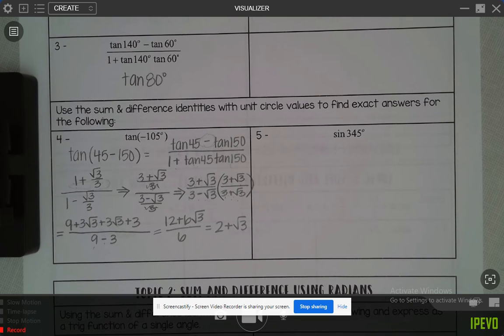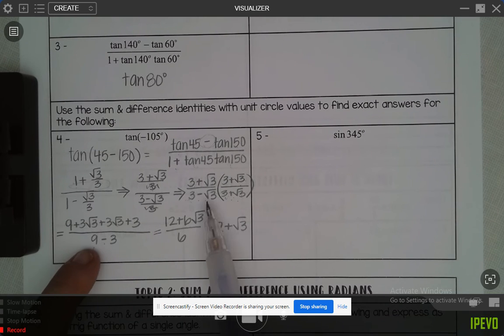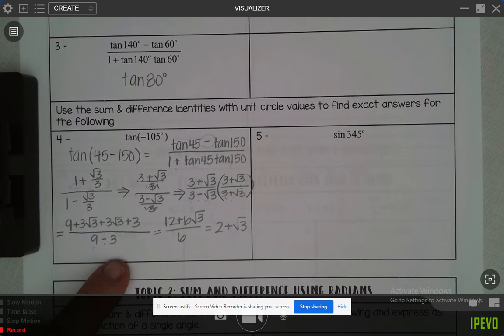Can you do that one more time? Can I do what? The denominator, how you just got 9 minus 3. So 3 and 3, 9, yeah? Negative radical 3 times radical 3, that's negative radical 9. Square root of 9 is 3. Just first and second.